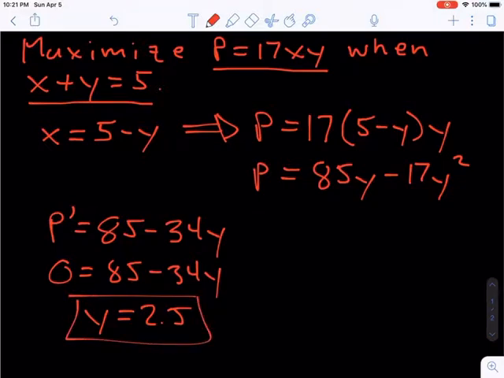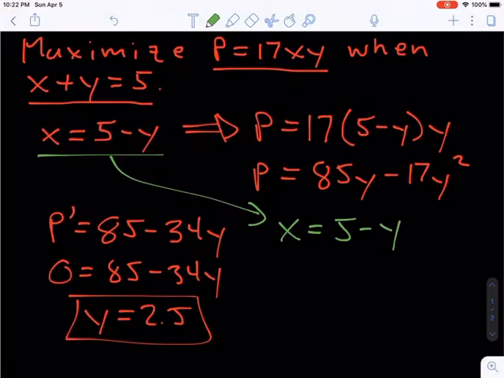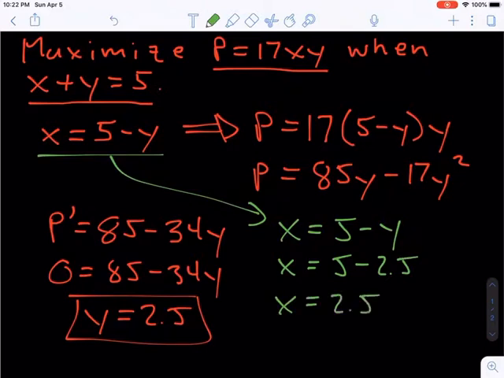To find the x value, we then have to go back to the constraint, and let's do this in green. Go back to the constraint, bring that over here, and say, all right, well, x is equal to 5 minus y, or x is equal to 5 minus 2.5, so x is also equal to 2.5. So we've now found x and we have found y. Those are the two values that will optimize this particular function.